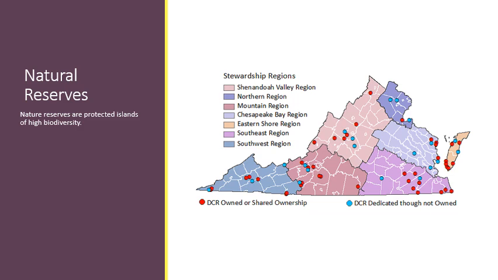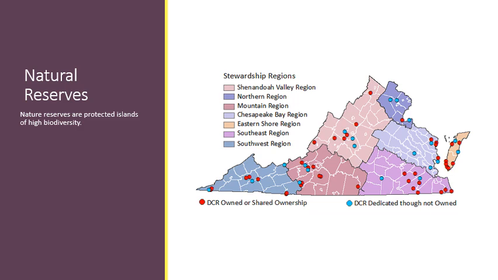Virginia itself has several natural reserves. These are protected islands that have a lot of high biodiversity. You can see them located on this map of Virginia. There's several regions in Virginia: the Shenandoah region, the Shenandoah Valley, the northern region, the mountain region, the Chesapeake Bay region, the eastern shore, the southeast region, the southwest region.